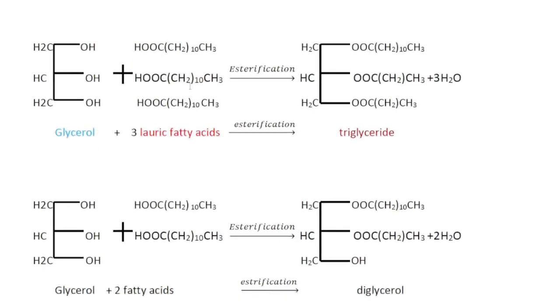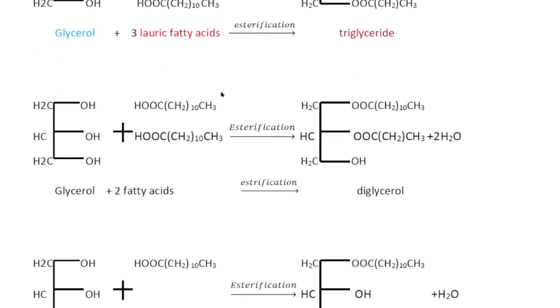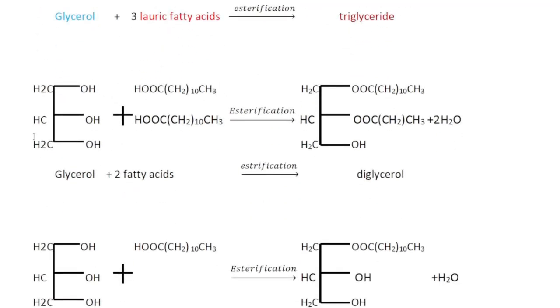In such conditions, what happens here? You can see it is one mole of glycerol. Only two fatty acids are reacted here. So this is a diglyceride. The third OH group of the glycerol is left free. So this is known as the diglyceride.